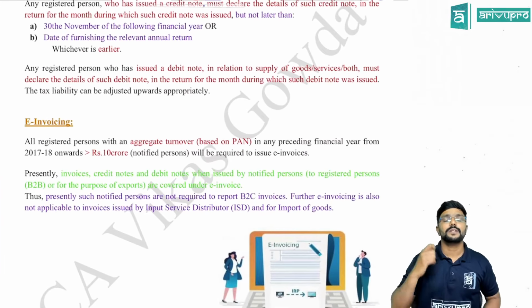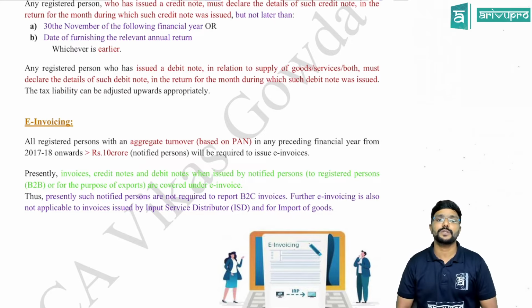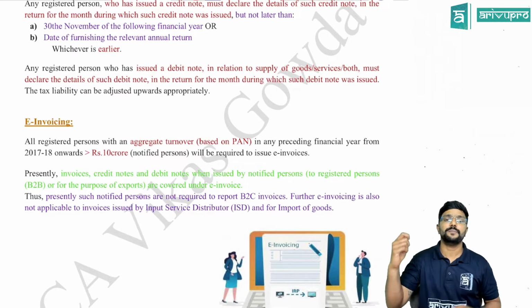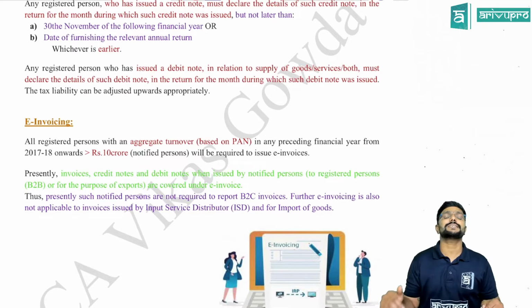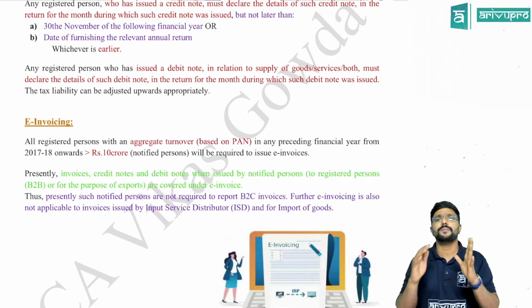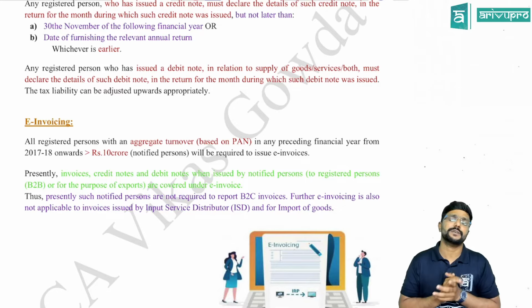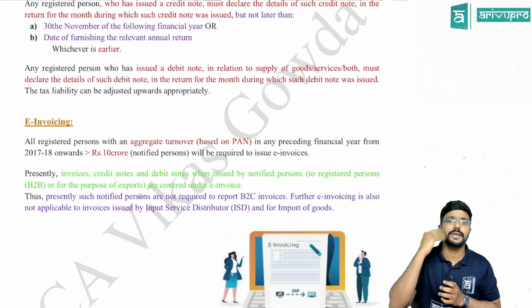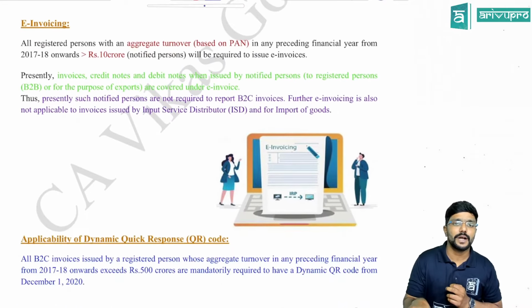And whenever the supplier has issued a debit note to the recipient, there will be an increase in tax liability for him. So the debit note details have to be disclosed in the month in which he has issued it to the recipient, and accordingly his tax liability has to be adjusted upwards.